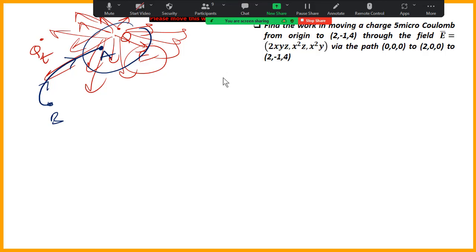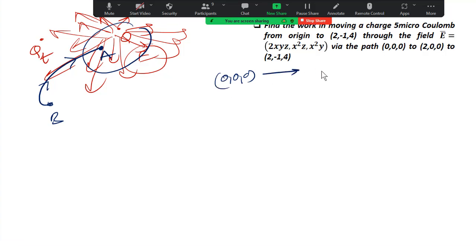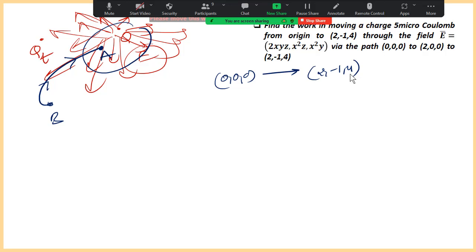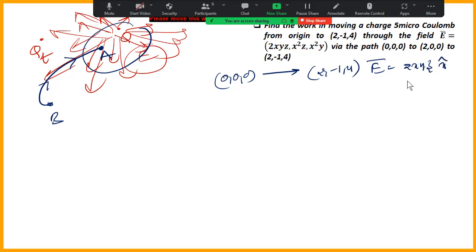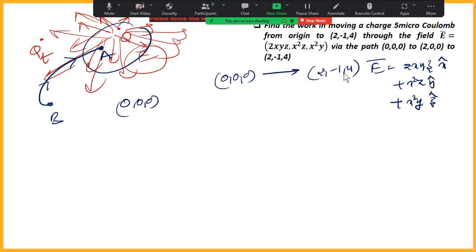So this is the situation: when you move QT, we can tell work was done in moving the charge QT. From where to where? They said from the origin to the position (2, -1, 4). But this (2, -1, 4) is in the field E bar equal to 2xyz x cap plus x square z y cap plus x square y z cap. So we are moving from (0,0,0) to this (2,-1,4). But actually we are not moving directly. They have given the path also. What is the path? From (0,0,0), not directly to (2,-1,4). First we are moving from (0,0,0) to (2,0,0).